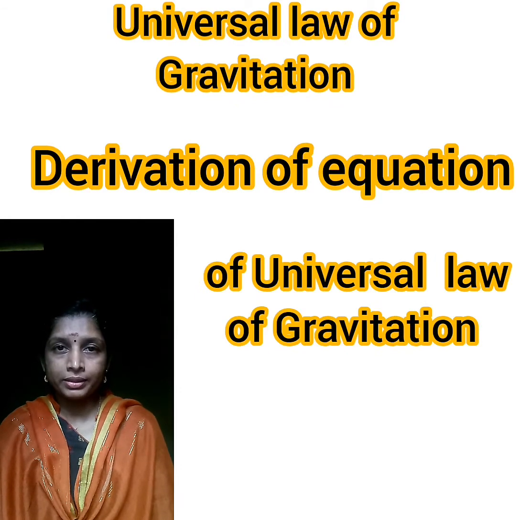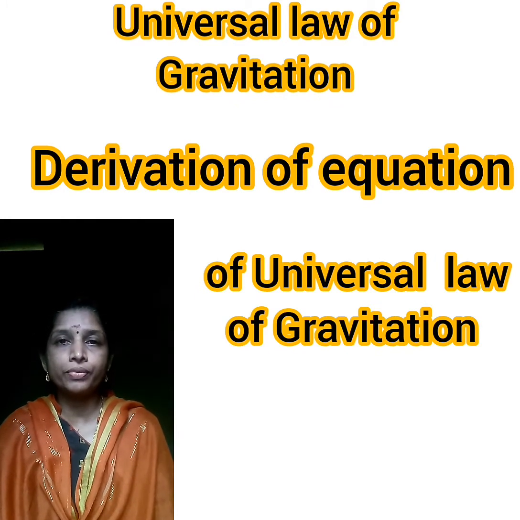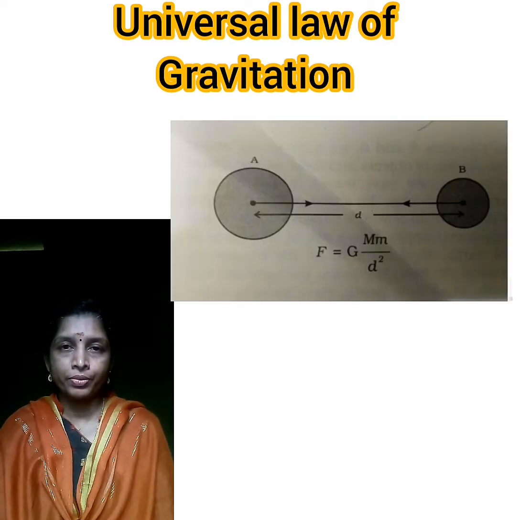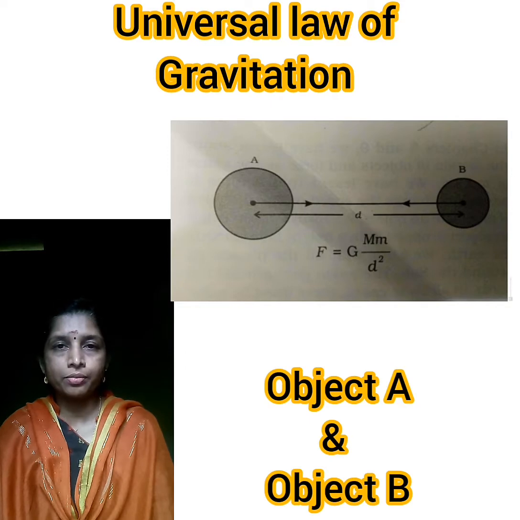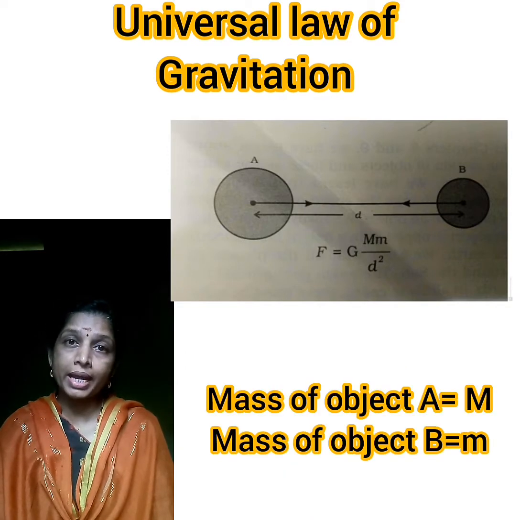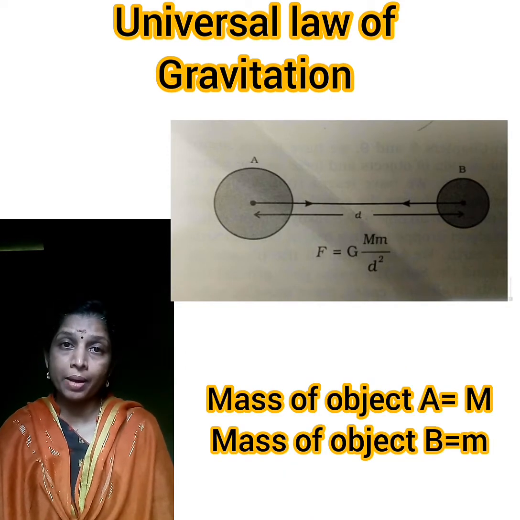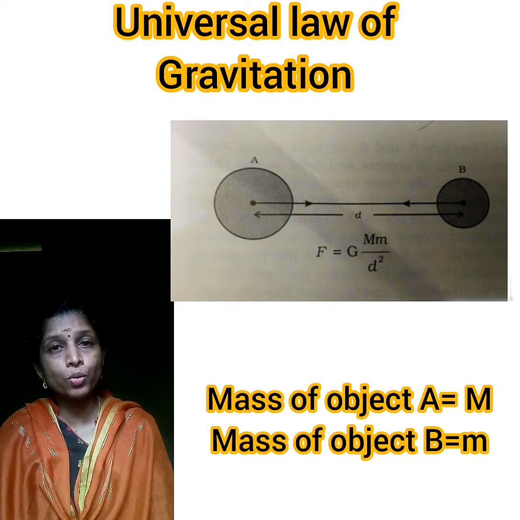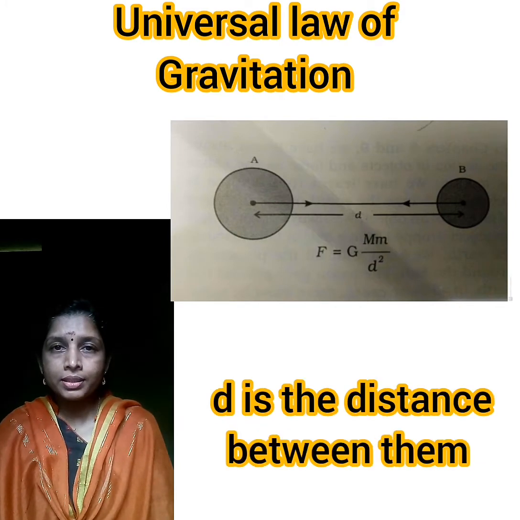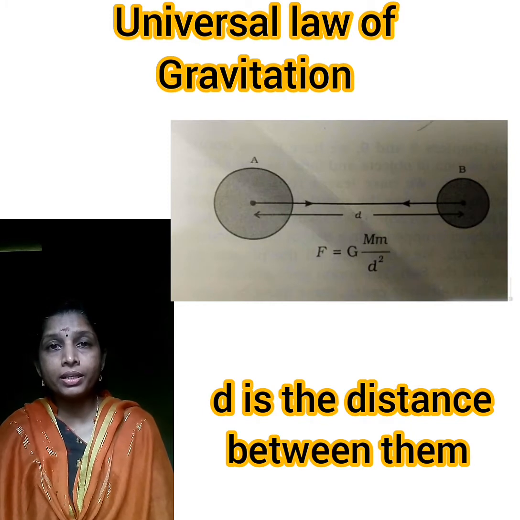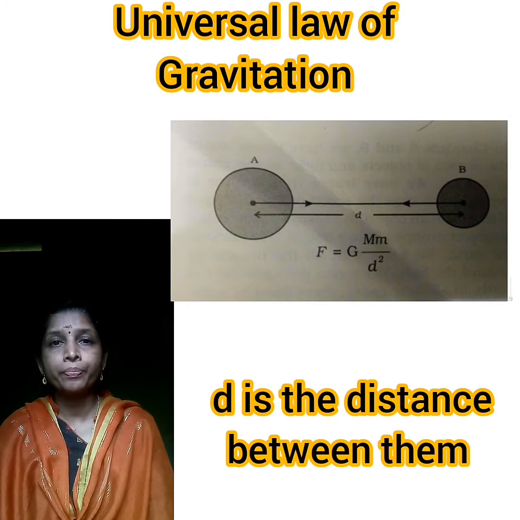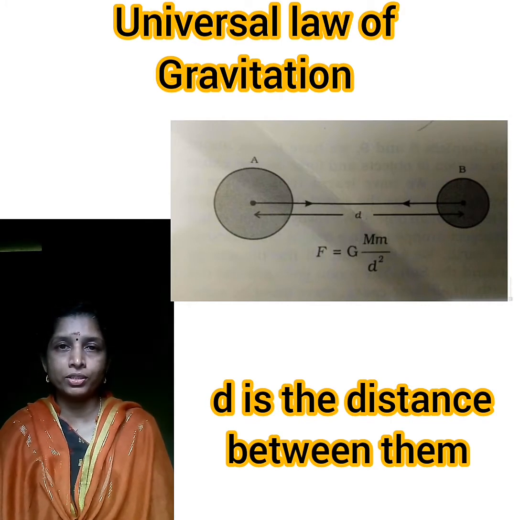So we can derive the equation for this universal law of gravitation. For that we have to consider two objects. Let us consider object A and B. A has mass capital M and B has mass small m. And d is the distance between the centers of these two objects.